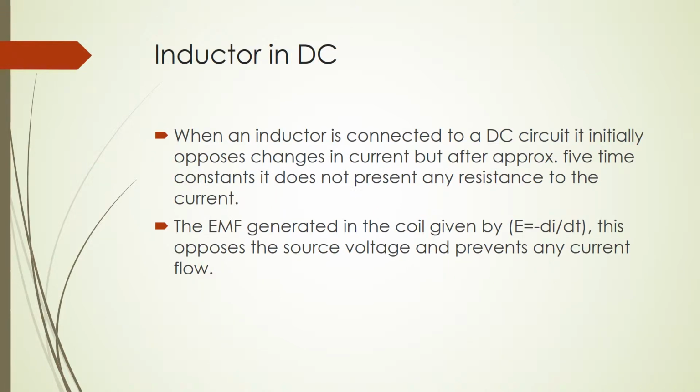Okay, so what happens when an inductor is placed in a DC circuit? When an inductor is connected to a DC circuit, it initially opposes changes in current, but after approximately 5 time constants, it does not present any resistance to the current. So the EMF generated in the coil, given by the equation E equals negative L di/dt, opposes a source voltage and prevents any sudden current flow.